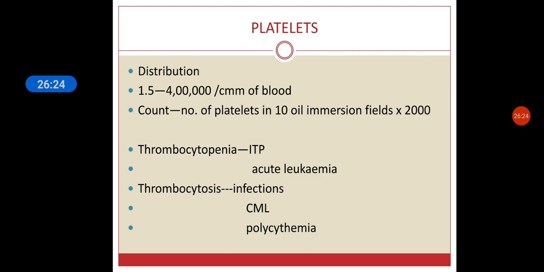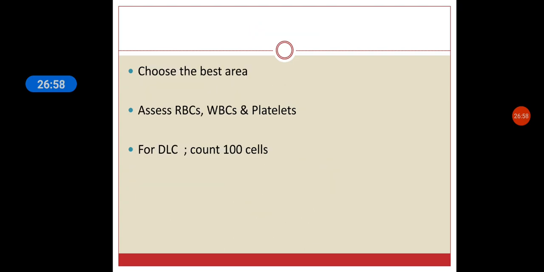So what are the causes for thrombocytosis? It is usually infections, any form of infections, or in case of malignancy. One malignancy is chronic myeloid leukemia, or in cases of polycythemia. What is polycythemia? It is when the hemoglobin count is more, that is beyond 18 for males. Thrombocytopenia is nothing but reduced platelet count, so it should be less than 1.5 lakhs. And what are the causes? It is usually seen in ITP or in cases of acute leukemia, right?